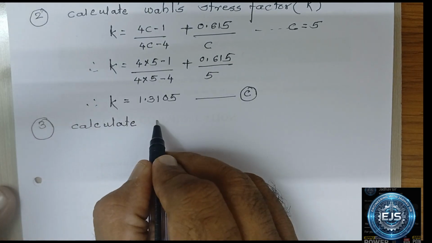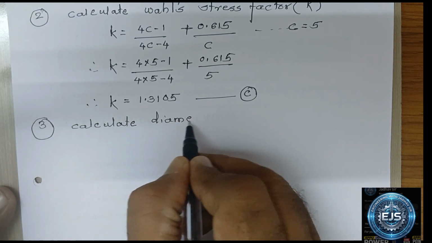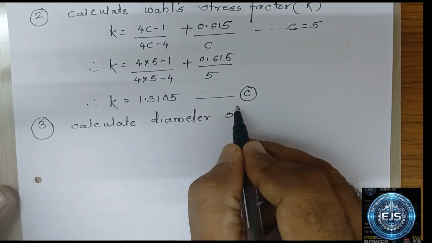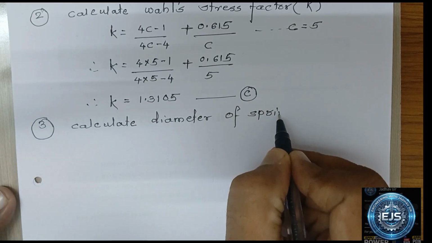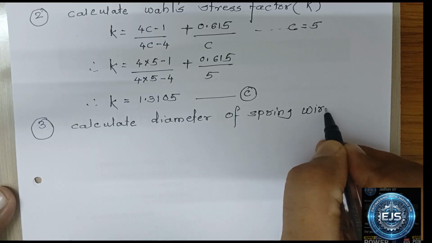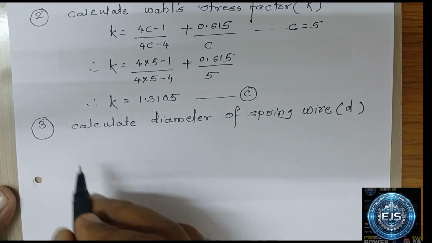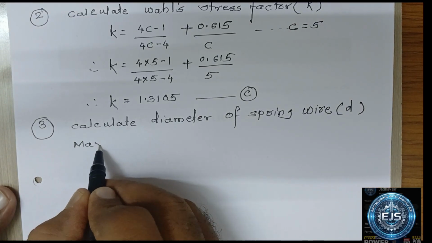So calculate the diameter of the spring wire, that is small d. Small d हमें calculate करना है. So for that purpose we have to use the maximum shear stress developed in a spring formula.